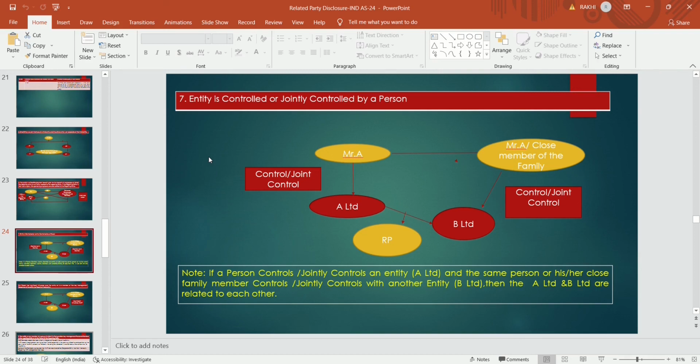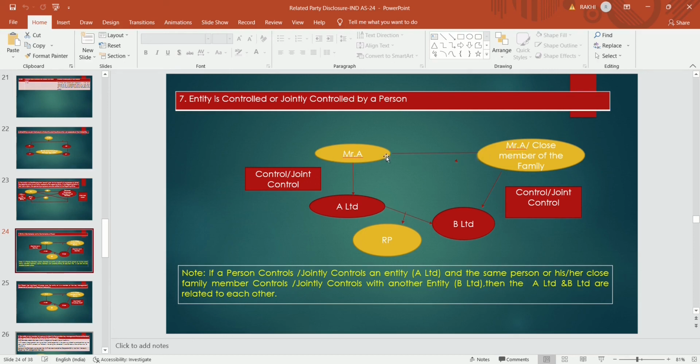Answer is yes. Why are they related? Because in both cases, Mr. A's family members who are close to Mr. A jointly control A Limited and B Limited. So they have the controlling power. So A and B are related. If a person controls or jointly controls an entity, that is A Limited, and the same person, Mr. A, or his or her close family member controls or jointly controls another entity, that is B Limited, then A and B are also related.